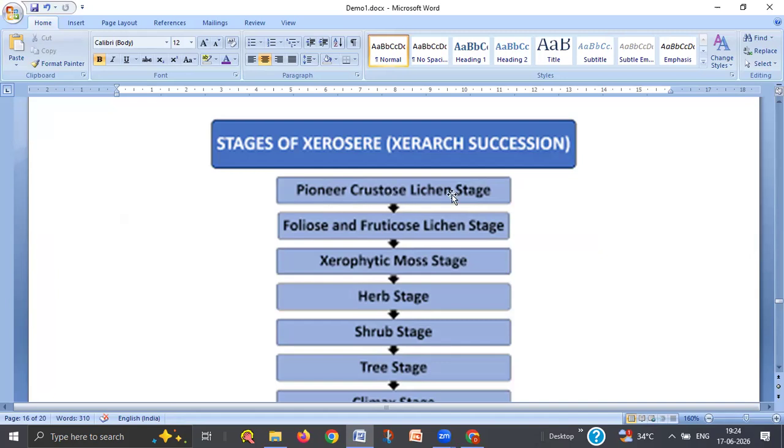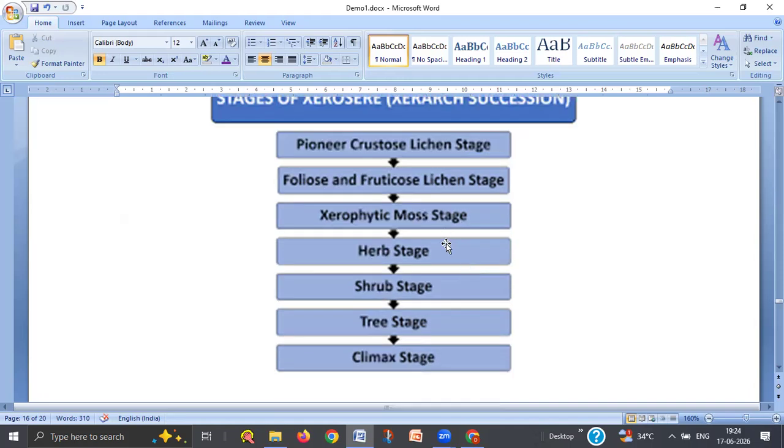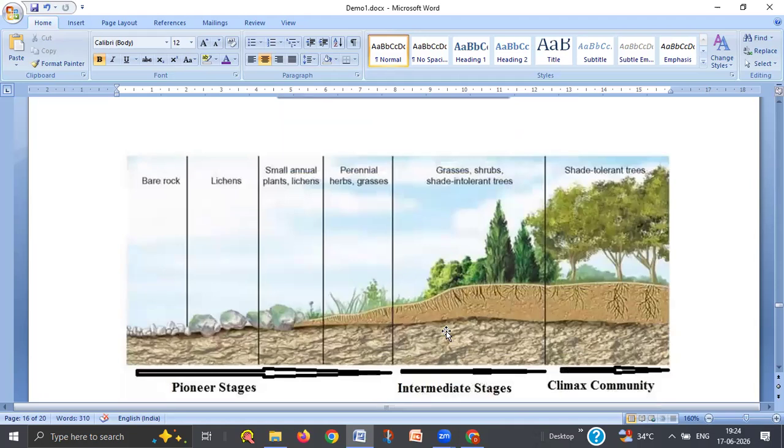Next, after the crustose lichen stage, there is a foliose and fruticose lichen stage. And next, after the lichen stage, moss, that means bryophytes, Funaria, Polytrichum. These are called moss. And after the moss stage, herb stage or herbaceous stage. After the herbs, shrub stage. And after that, tree stage. After that, climax stage. So here you see the pioneer stage.